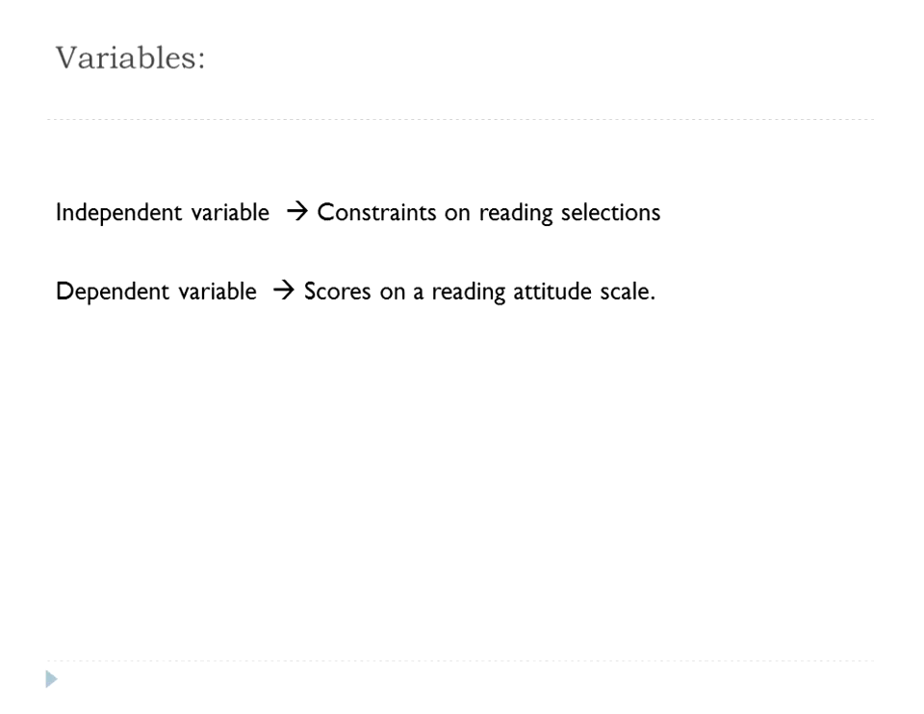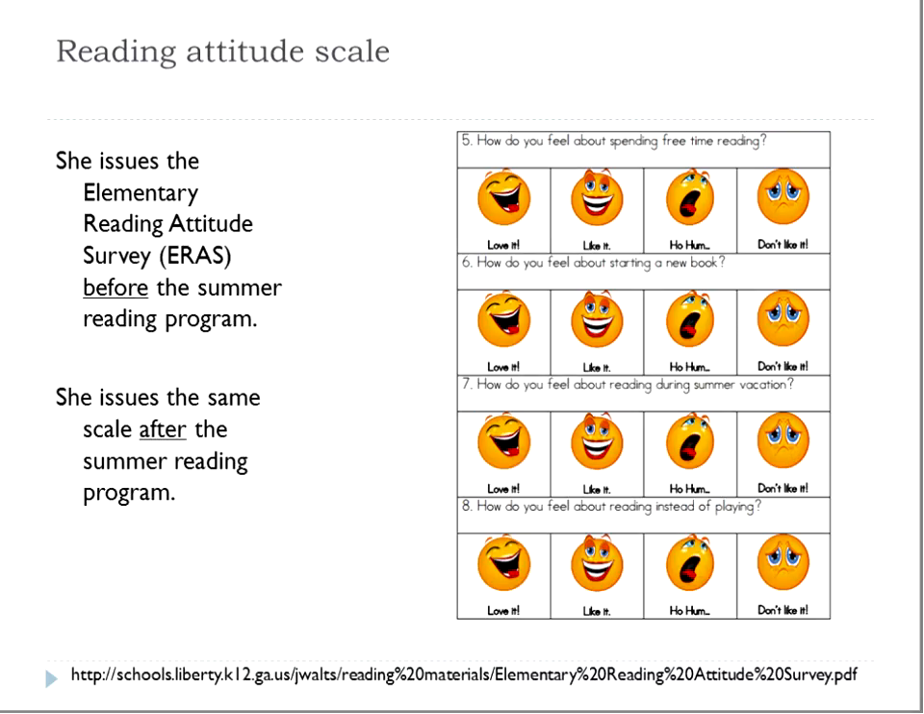So here are her variables. She's got an independent variable, constraints on reading. This is what she's controlling by selecting students and testing them before summer reading and then after summer reading. So that she tested them before that where they were used to having constraints on the reading, and at the end of summer where they got used to not having constraints on their reading. She wanted to see if there was a difference in their attitude, and to do that her dependent variable that she used were scores on a reading attitude scale.